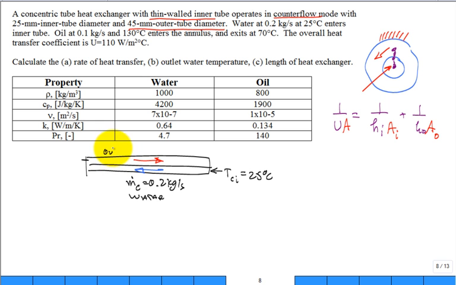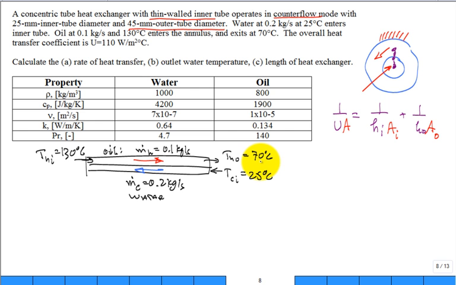And then we have oil for the hot fluid. And we have oil at a mass flow rate, m dot h, of 0.1 kilogram per second. It enters at a temperature hot in of 130 degrees C, and it's flowing through the annulus. But it really doesn't matter which one's flowing through the annulus and which one's flowing through the tube, unless they give us more information. Here it could be switched for this problem. And it exits at a temperature hot out of 70 degrees C.